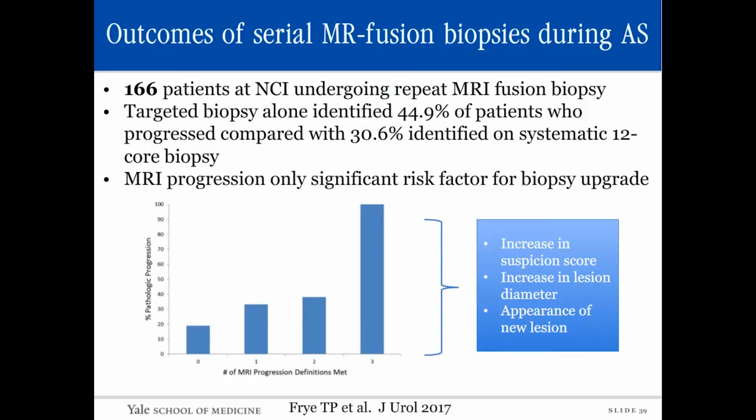So among the subset of patients who had all three characteristics, changes in the suspicion score, the lesion diameter, and the appearance of a new lesion, 100% of those patients experienced progression. And less so for patients who had 2, 1, and the lowest risk category would be 0. So I think that data really indicates that there is additional yield of doing an MRI fusion biopsy even when a patient has initially been sampled, but we cannot throw out the systematic biopsy cores, which I think is the holy grail that people have been interested in, just targeting that lesion. There is a third of patients who upgrade outside of that target, so we can't forget that.